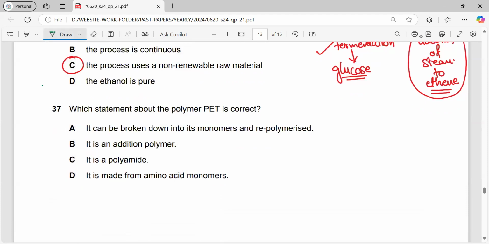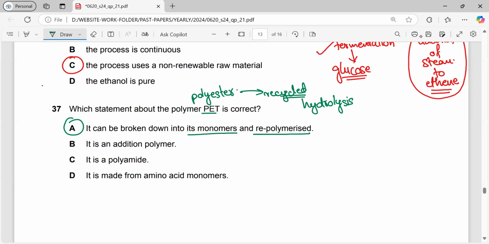Question 37. Which statement about the polymer PET is correct? PET is polyester, and polyester is a polymer which can be recycled. Its recycling process is called hydrolysis. This polyester can be broken down into its monomers, and then it can be repolymerized for further use. So PET undergoes hydrolysis, can be broken down into monomers and can repolymerize.